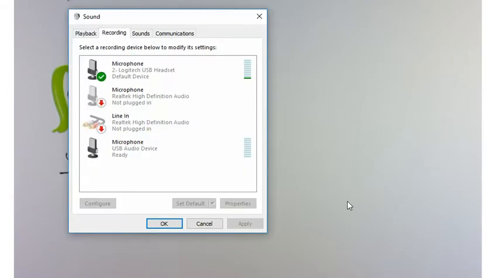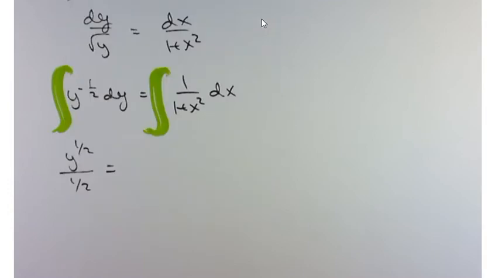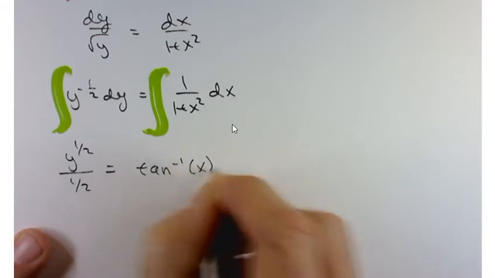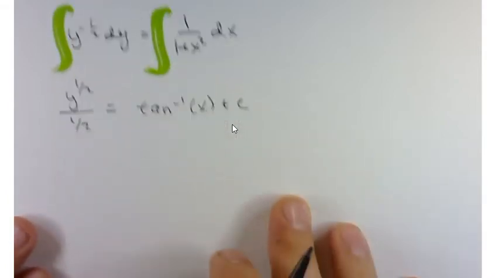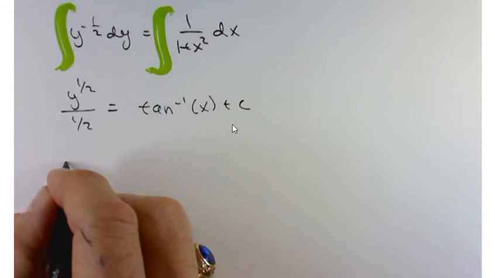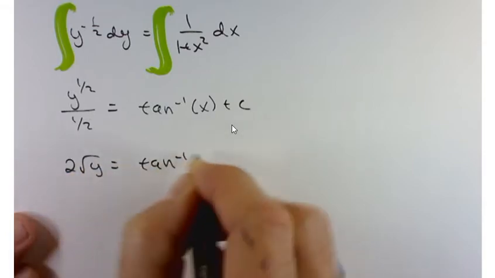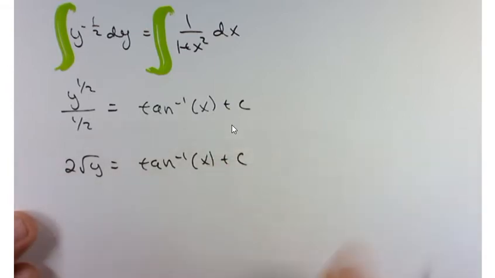Okay, yeah. The tangent inverse on the right-hand side. So, tangent inverse of x. And here we'll throw in the constant. This is 2 square roots of y equals tangent inverse of x plus our constant. Looking okay up to here?